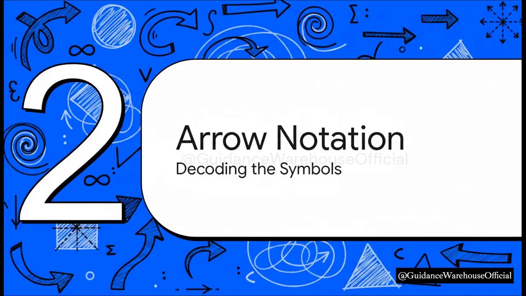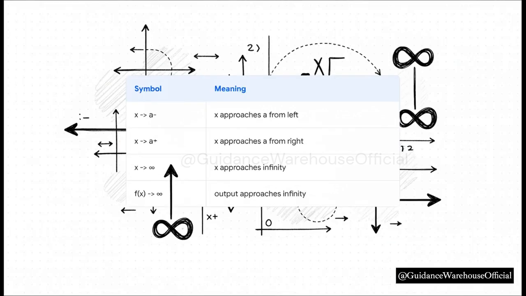Moving right along to Section 2, decoding arrow notation. Okay, so to truly understand how this function behaves, especially if we let that tap run for a really long time, we need to learn a little bit of mathematical shorthand. Think of it like a language translation guide.